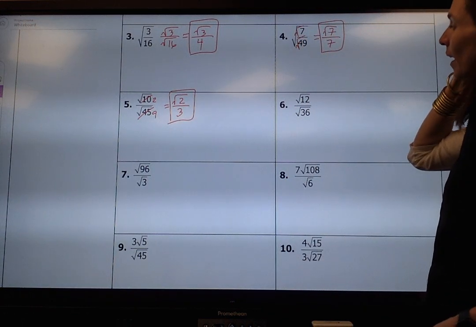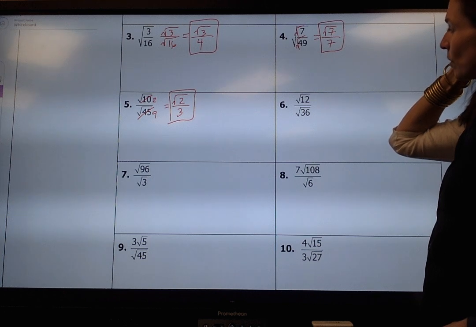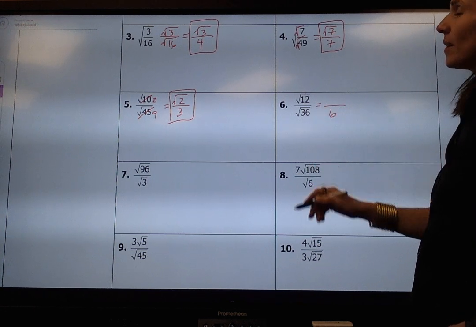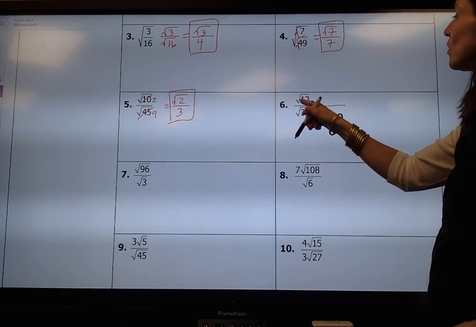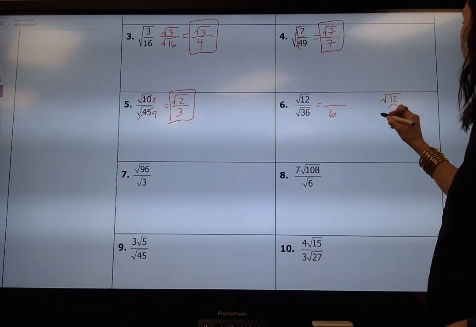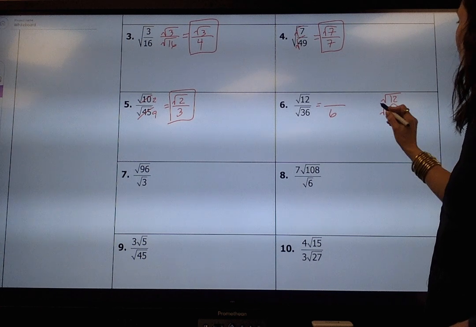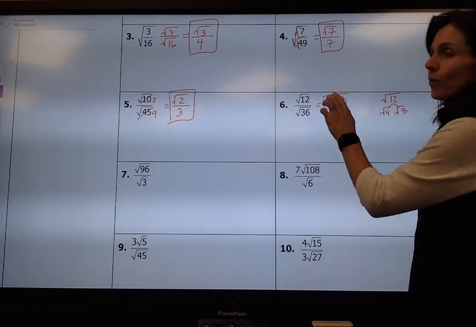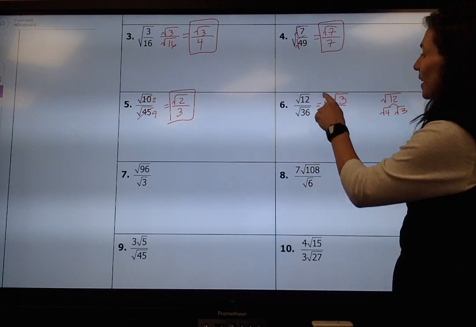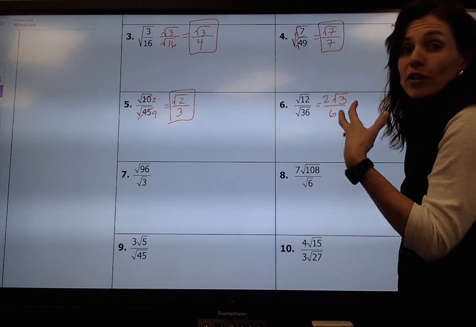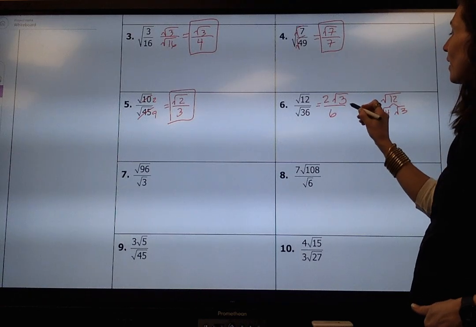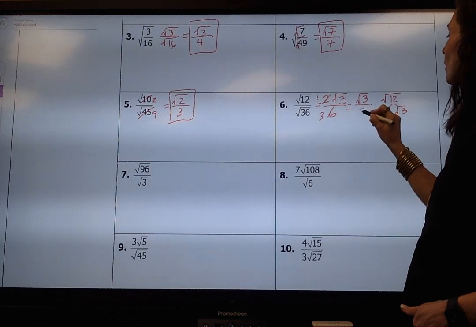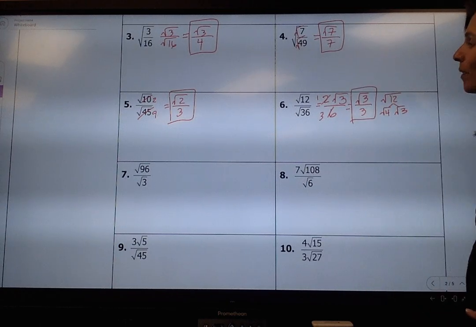Over here, I can take the square root of 36, which is 6. So I can take 6 down here, but I still need to simplify this square root of 12, which is 2 square root of 3. And now, remember back that exponent rule, these coefficients, my integers, they do what they're told. I can reduce that, so I have 1 and 3. So here I could have square root of 3 over 3, and that's still my final answer.